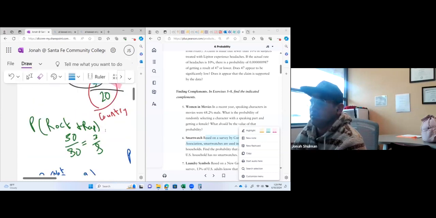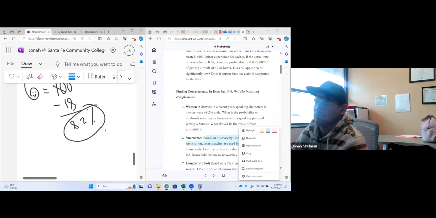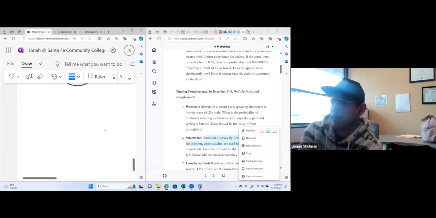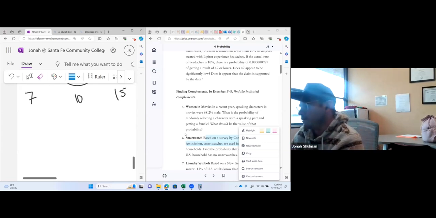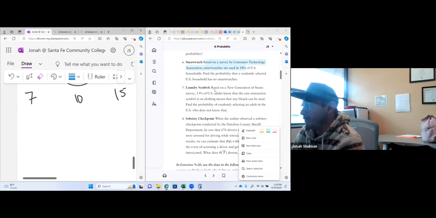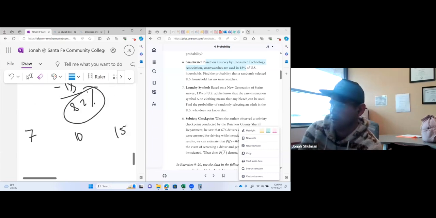Let's try 7, 10, and 15. And I think I'll stop there. 13% know that care instruction symbol on clothing means any bleach can be used. Don't know that? Well, I don't know that. Well, what's 100 minus 13? 87%.